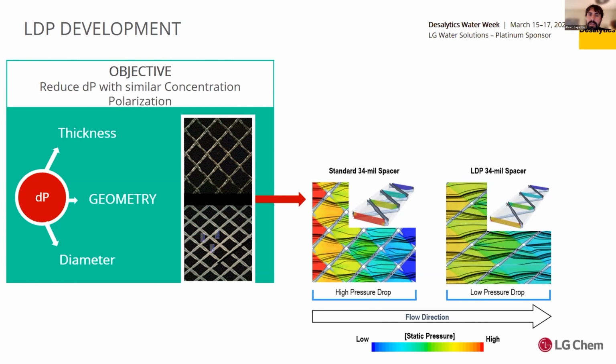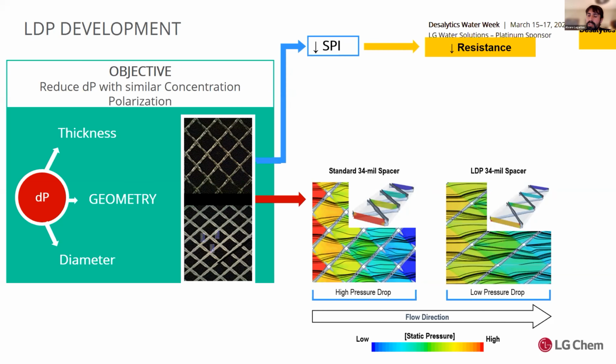In that picture here, you can see the difference between our standard previous spacer and the LDP feeder spacer. We managed to achieve a membrane that maintained very similar concentration polarization and reduced the DP significantly. The first action we implemented was to reduce what is called the SPI. SPI stands for strands per linear inch, which gives you an idea of the density of that feeder spacer. And it's quite logical.